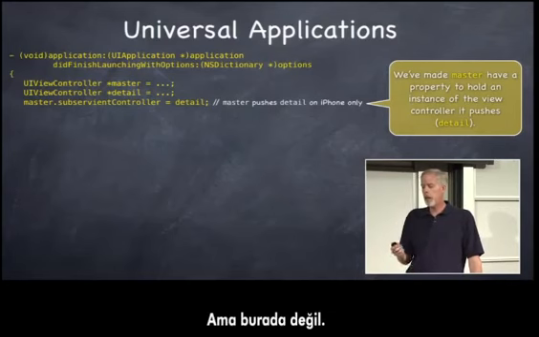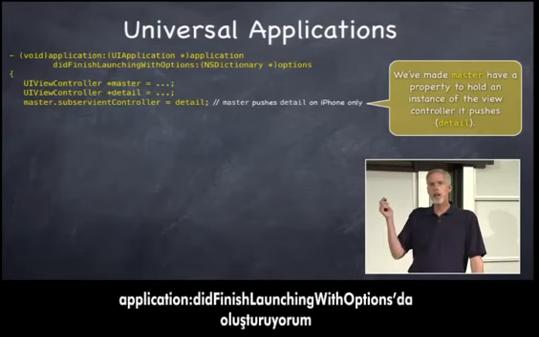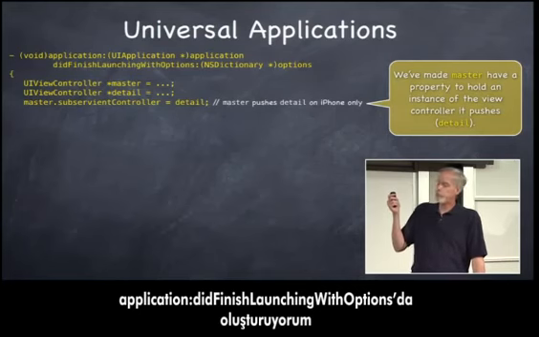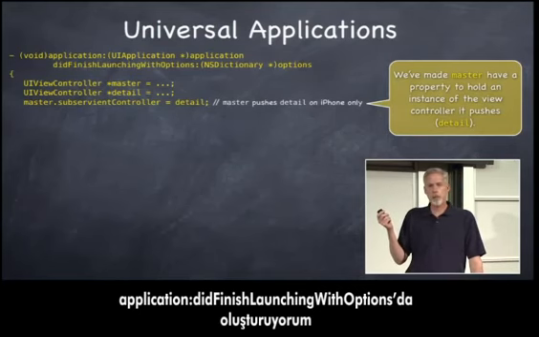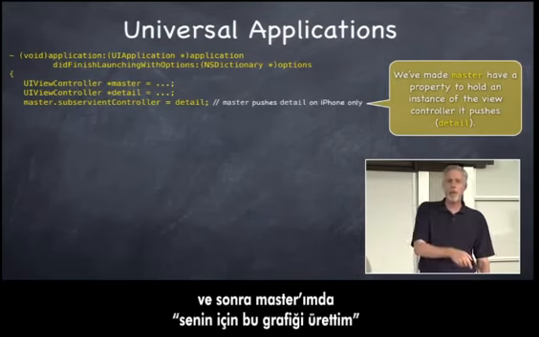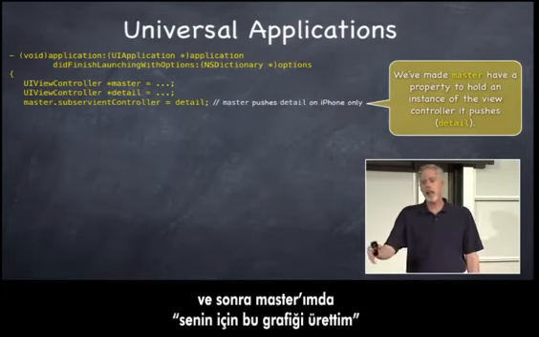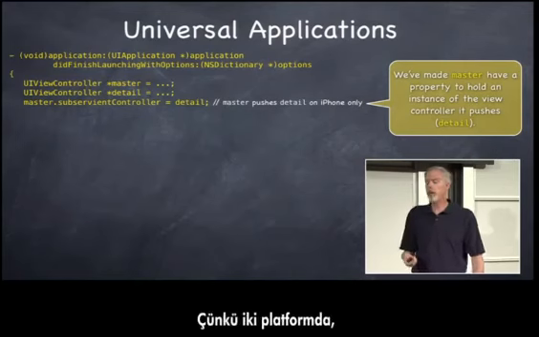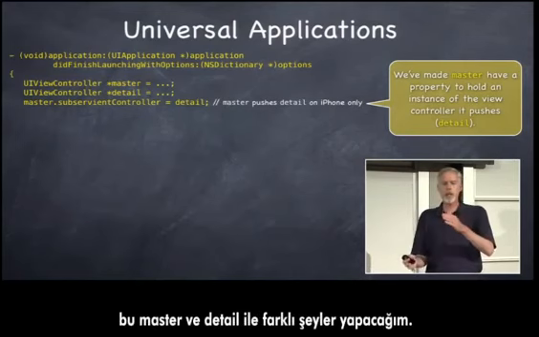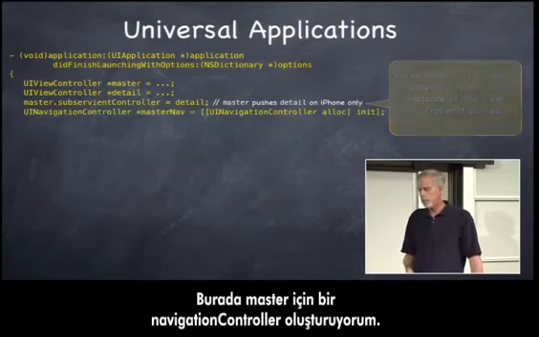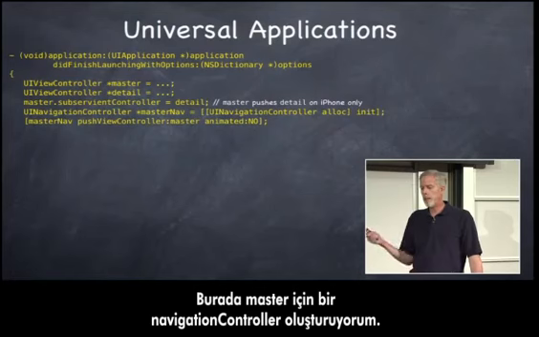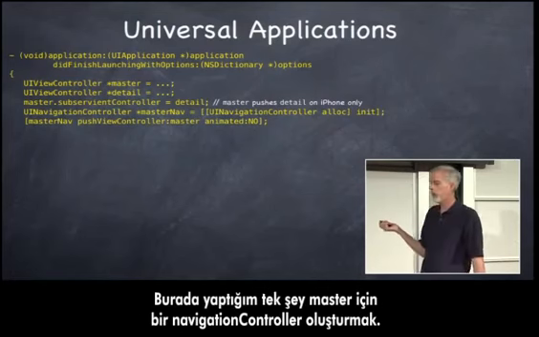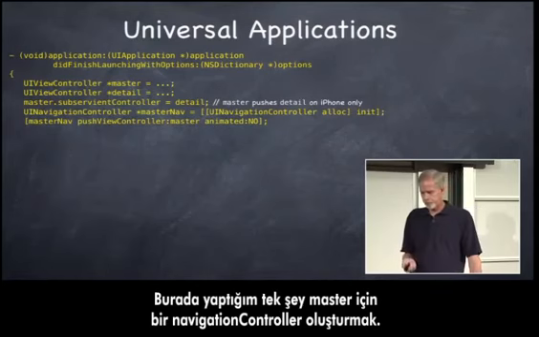But here, you're not. Here, you're creating the detail one in application did finish launching with options, and then I'm going to set a property on my master saying, here, I already created that graph view thing for you. Here it is. Now, why am I doing that? Because on the two platforms, I'm going to do different things with this master and detail. So here, I'm creating a navigation controller for the master. That's all I'm doing here, just creating a navigation controller for the master.